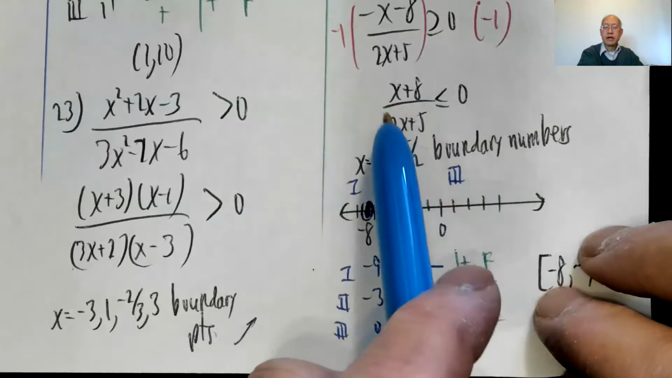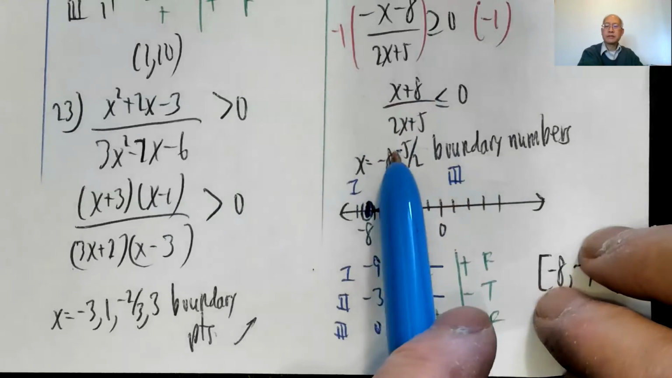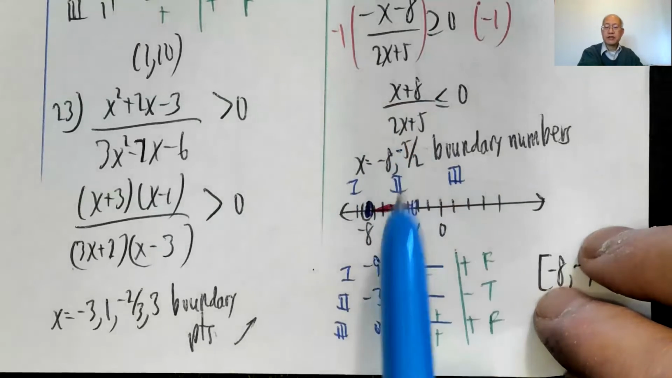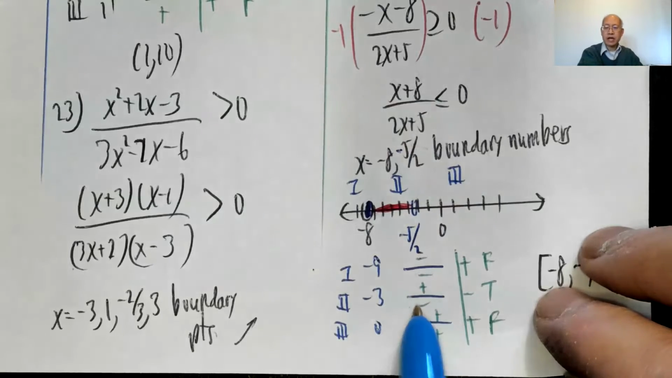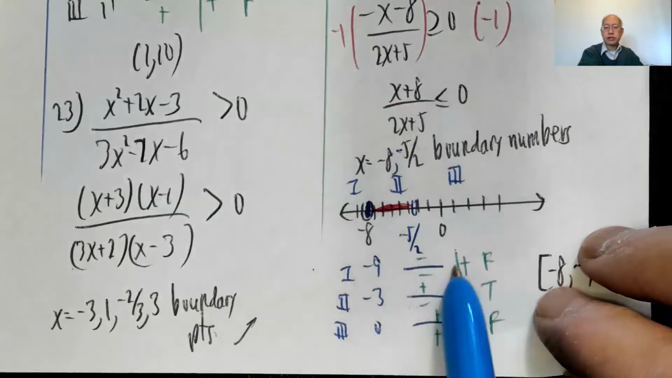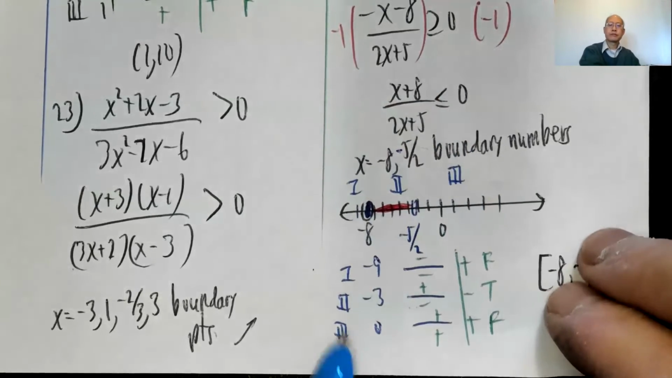Region 2, negative 3. Negative 3 plus 8, positive. 2 times negative 3 is negative 6. Plus 5 is negative 1. That's a negative. Positive divided by negative is negative. Negative less than or equal to 0. That's true. Shade in region 2.